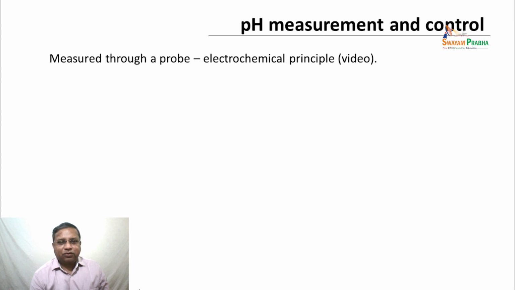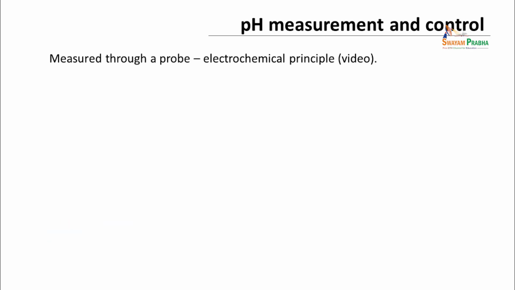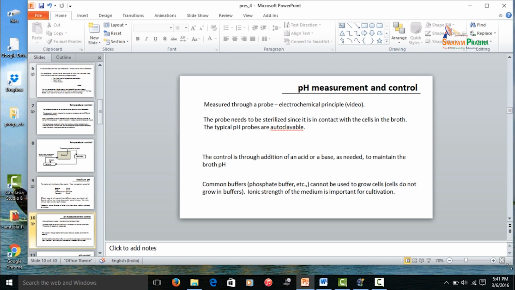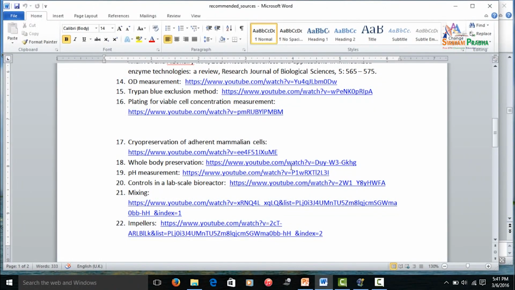pH measurement and control, it is measured through a probe. The principle is electrochemical. In fact, the principle is very nice. I've given you a video for that. It might take some time in this lecture. Let me just point you to a video, which is a nice video, which gives you the principle of pH measurement through a pH probe. The pH measurement number 19, you can go and take a look at that.